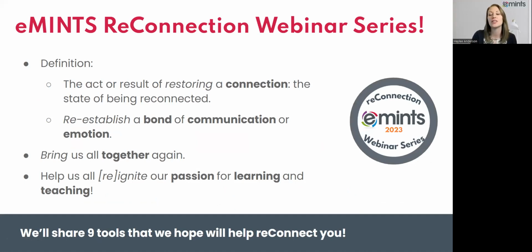So we're doing this reconnection webinar series in hopes that we can restore connection with each other and reconnect with our colleagues and our passion. We're hoping to reestablish a bond of communication or emotion, because we really do feel like some of that is missing at the current point in time, especially in public education. We're hoping that these reconnection webinars will bring us all together again and help us reignite our passion for learning and teaching. Today, we're going to share 8 tools with you that are going to help facilitate pro-social education in the classroom.